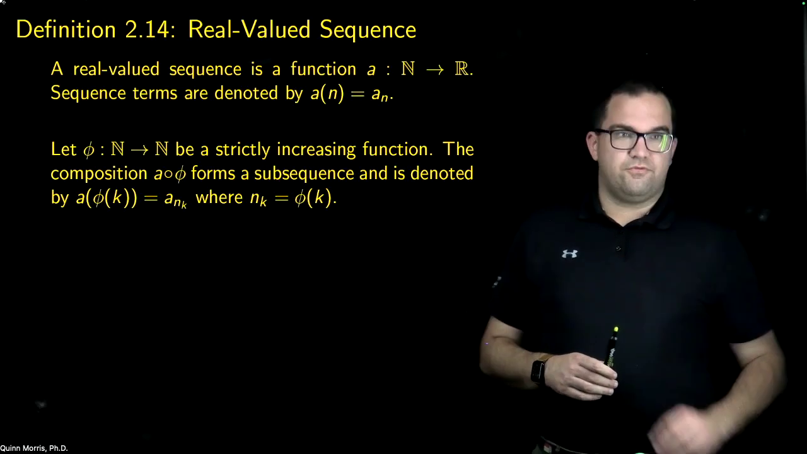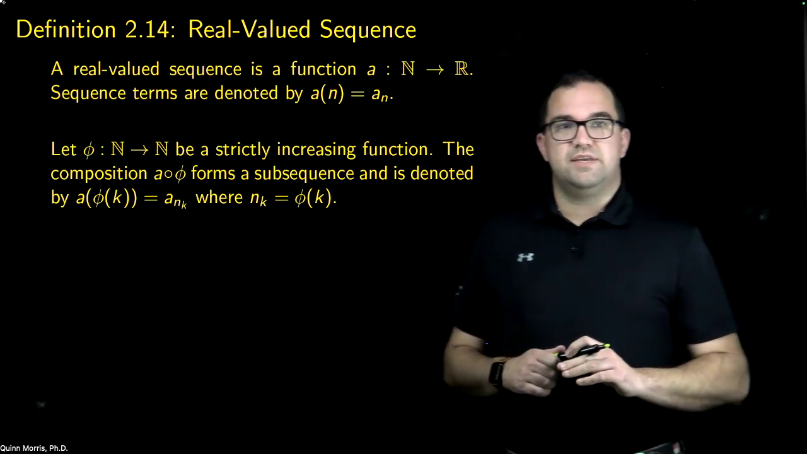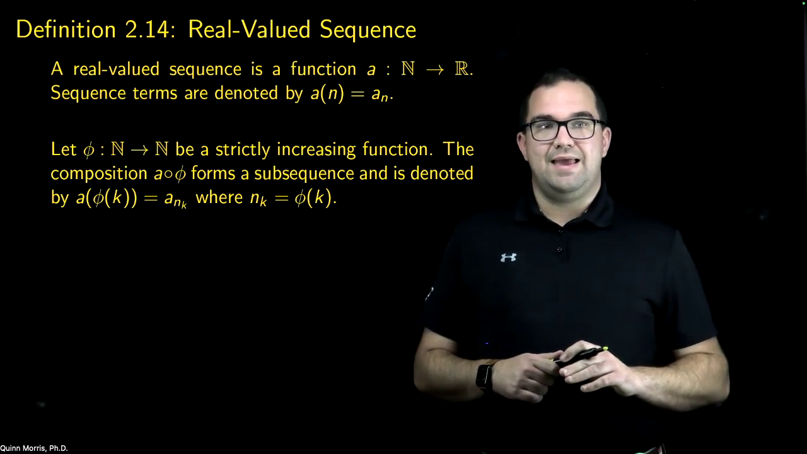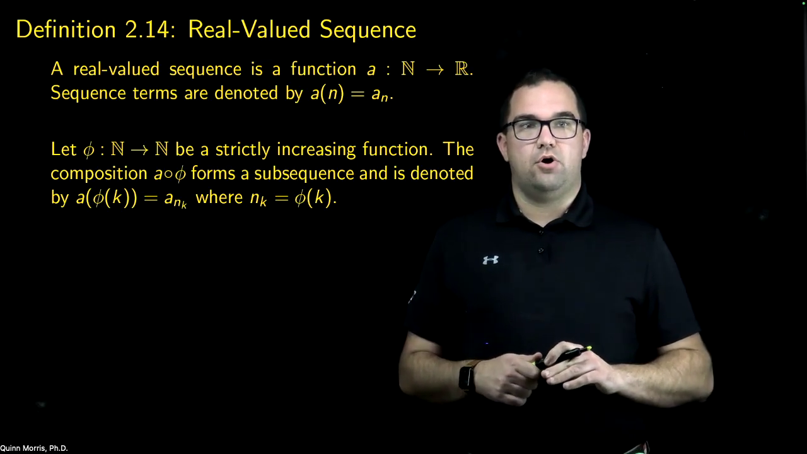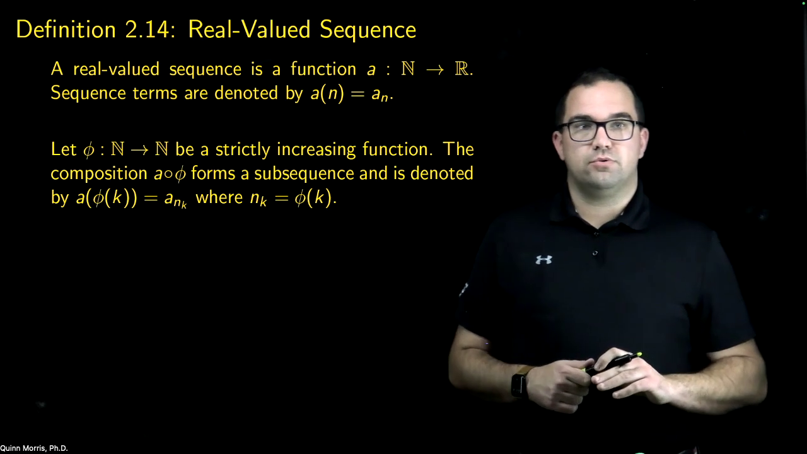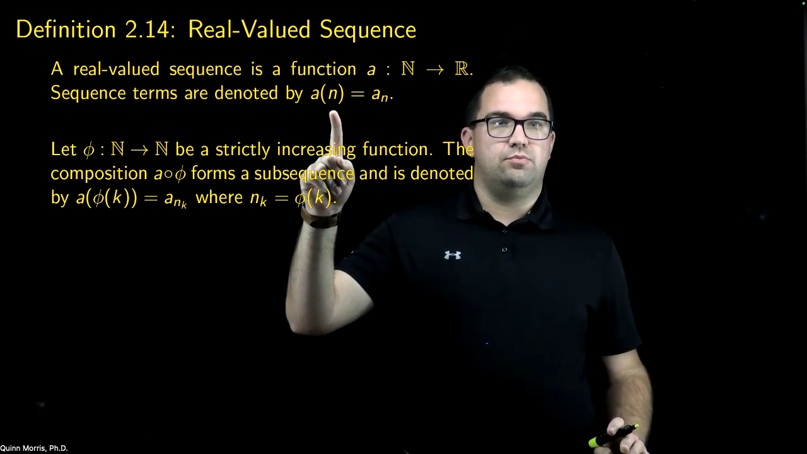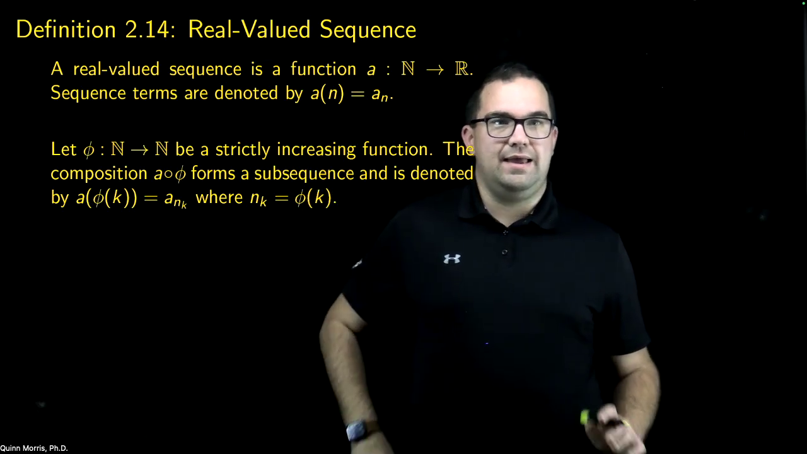So to begin, we want to first define what a real-valued sequence is. A real-valued sequence is a function, A, from the set of natural numbers into R, where sequence terms are denoted as A sub n, and that's just what you get when you plug n into the function A.